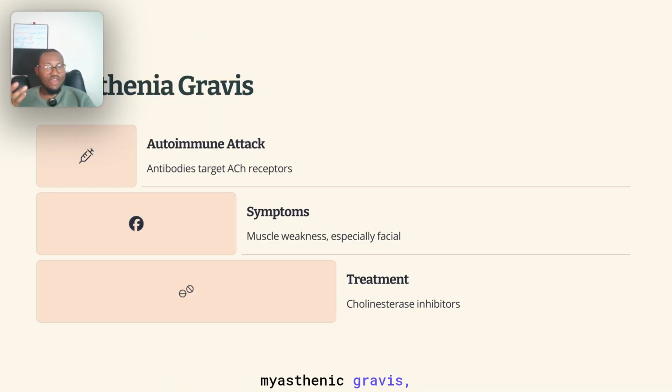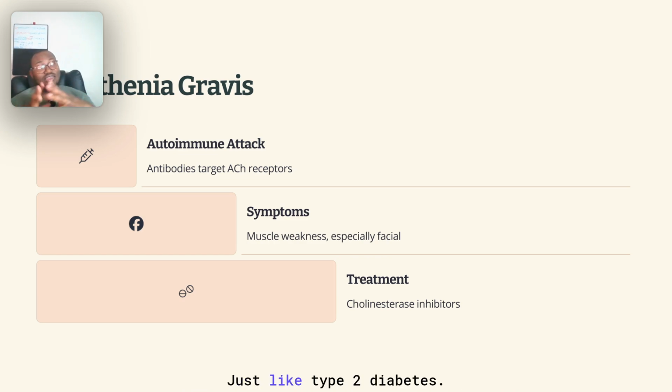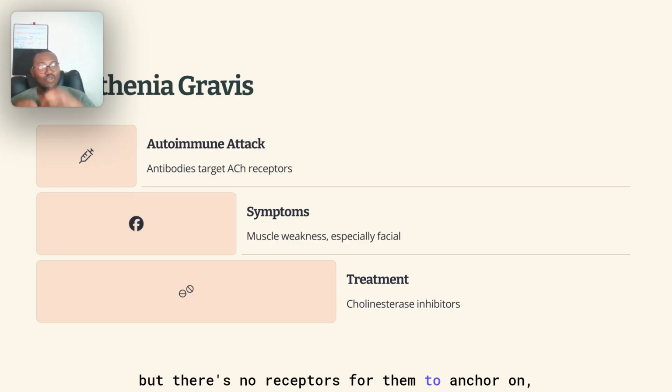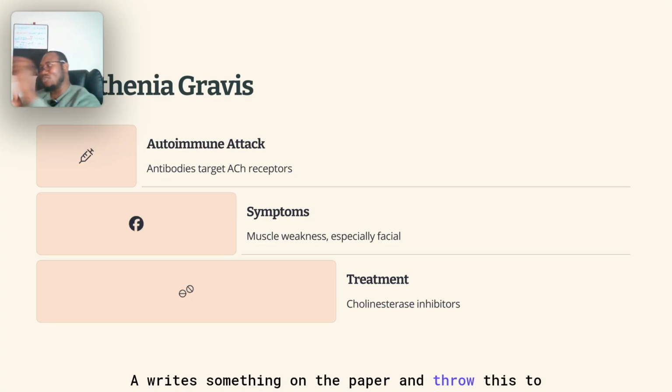Then we have myasthenia gravis, which is usually targeting the ACH receptors, just like type 2 diabetes, the same thing, right? So those receptors are being targeted. So it's not about the transmitters. There is a lot of transmitters there, but the problem is the receptors. So transmitters are produced, but there's no receptors for them to anchor on. So like the illustration I gave, imagine Mr. A writes something on paper and throws it to Mr. B, Mrs.